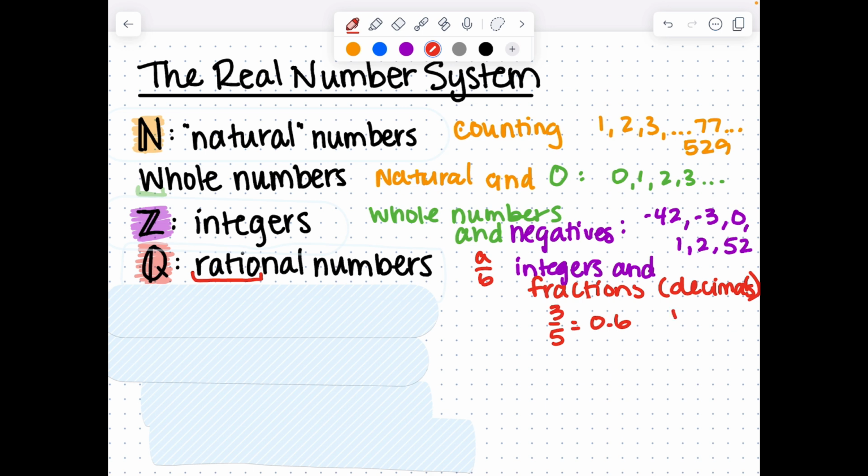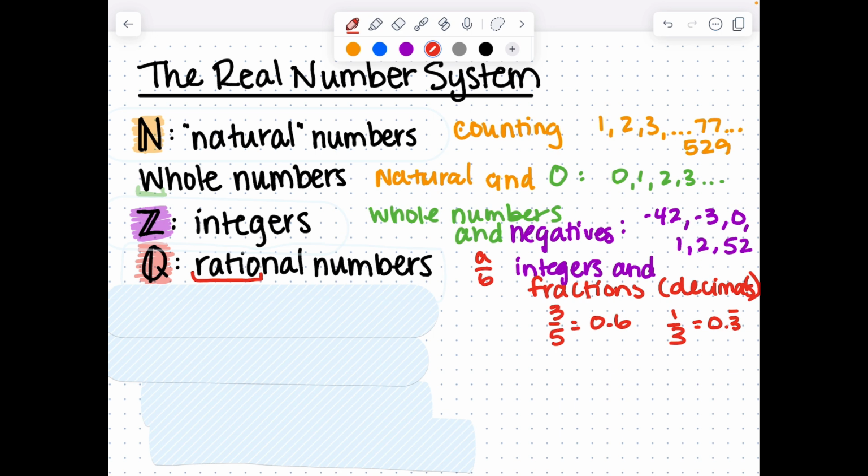1/3 is a rational number. You can write it as a ratio, as a quotient. You could write it as a decimal, 0.3 repeating. Now, this is not a terminating decimal. It does keep going forever, but it's a repeating decimal, so that would still count as a rational number.